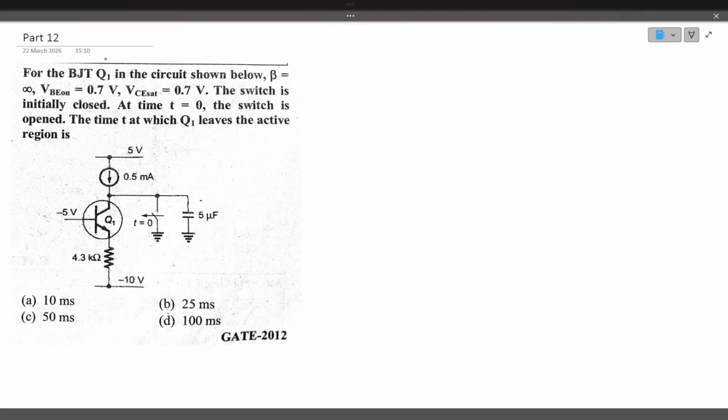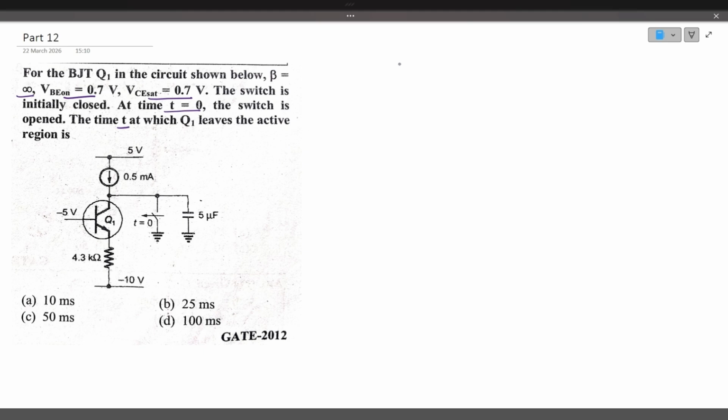Let's see the question. For the BJT Q1 in the circuit shown below, beta is infinite. VBE on is 0.7 volts. VCE saturation is 0.7 volts. The switch is initially closed. At time t equals 0, the switch is opened. The time t taken at which the Q1 leaves the active region is.